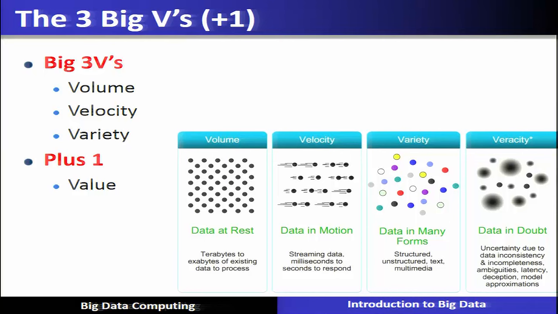The fourth one, one more beyond the three, is called veracity. Veracity means the data which is in doubt. That means the data which contains uncertainties, and this adds inconsistency, incompleteness, latency, and deception, and this has to be curated before it is used. So veracity is about the errors, noise, and uncertainties present in the data, which need to be handled.